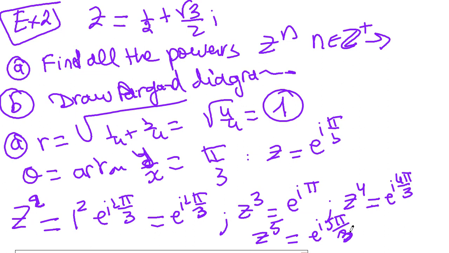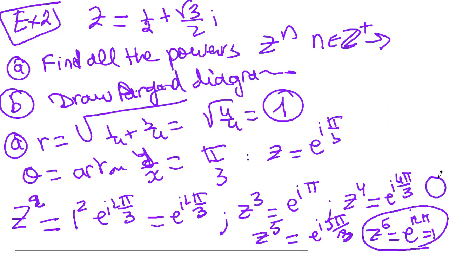Now if I go to Z6, it will be e^(i 6 pi over 3), so it's e^(i 2 pi). So I am back. e^(i 2 pi) means I am back to the start, so it's equal to 1. So I am here. And then I will stop, because if I continue to 7, I will go back. I'm repeating. So what is my period here? My period is 6.